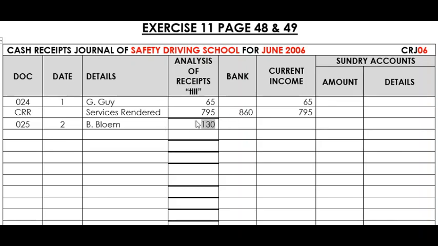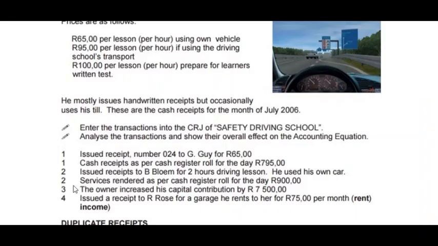Please don't bank the value yet because there's still another transaction for the day, but you have to indicate that we received current income for the service rendered. Then, also on the 2nd, services rendered as per cash register roll for the day, 900 Rand.